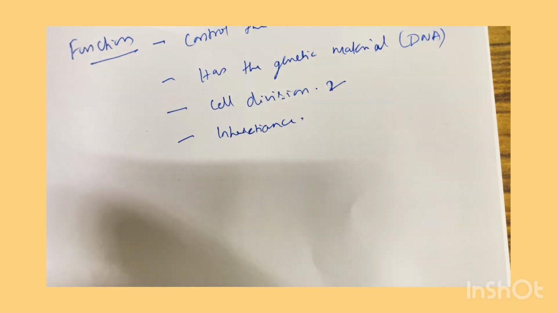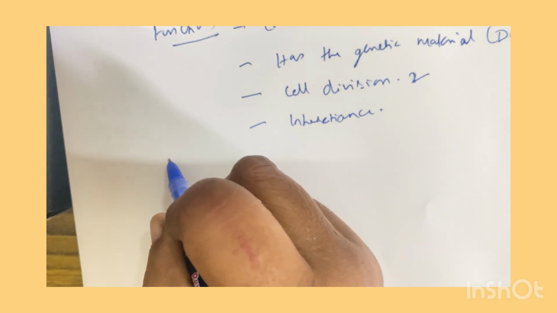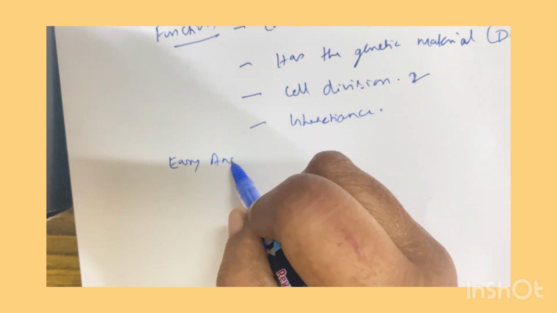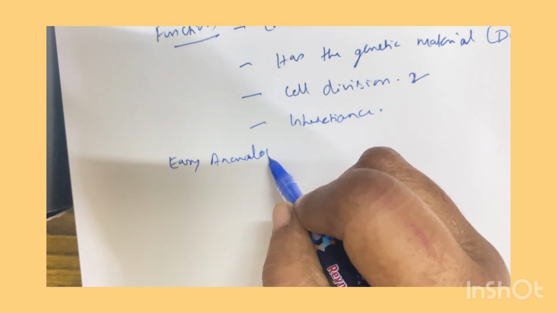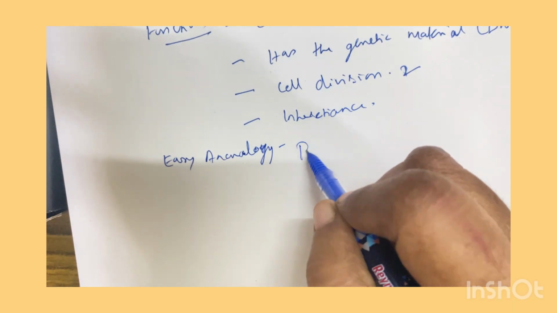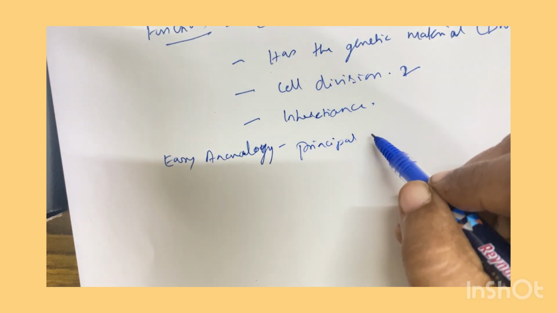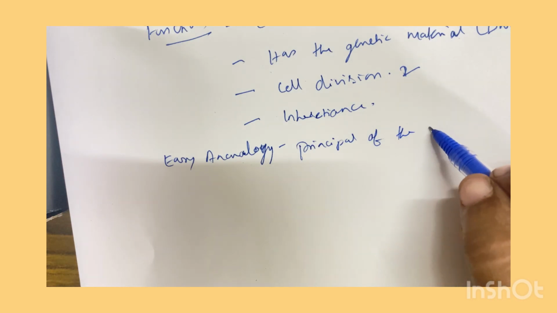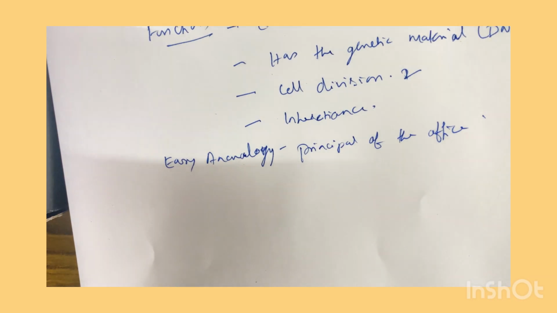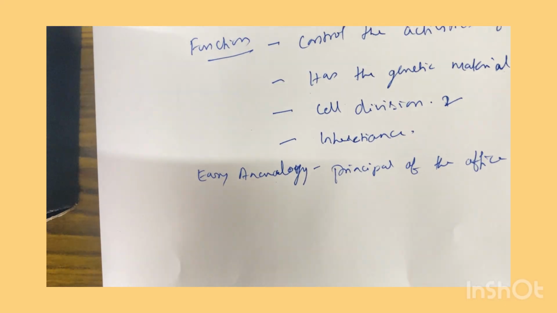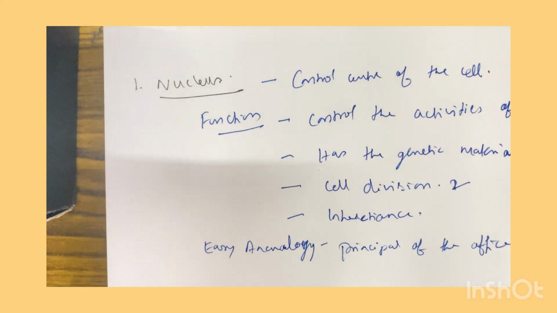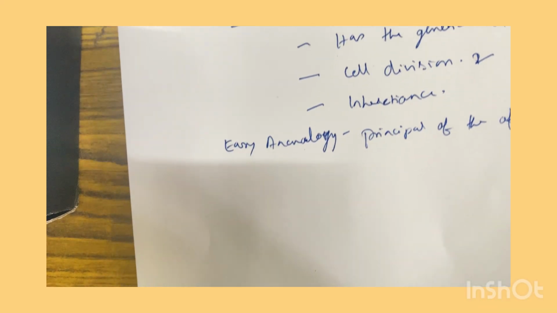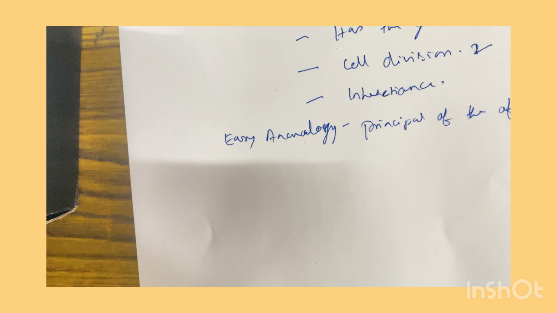Now, an easy analogy for the nucleus. What is the easy analogy for the nucleus? You can call this the principal of the cell, or the principal of the office. So what is the function of the principal of the office? Yes, what is the function? They control everything. So here our nucleus is the control house of our cell, okay, right. So we will see the next organelle.